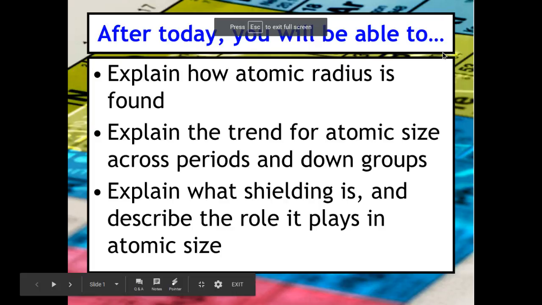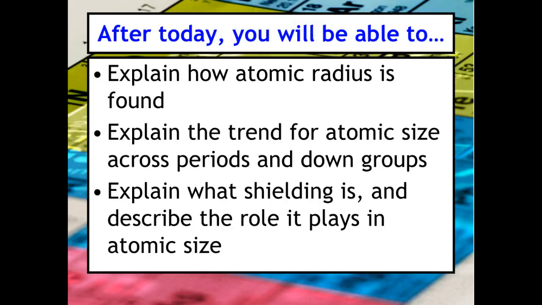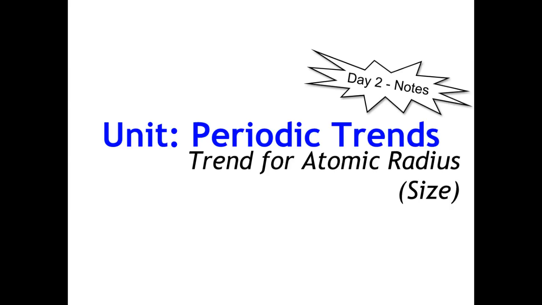So today we're going to talk about the atomic radius. Yes, folks, that means we're talking about the pant sizes for atoms. We're going to relate the atomic radius, or the atomic size, to those periodic trends that we started yesterday. And then we're going to talk about shielding. So, Unit 5, periodic trends.